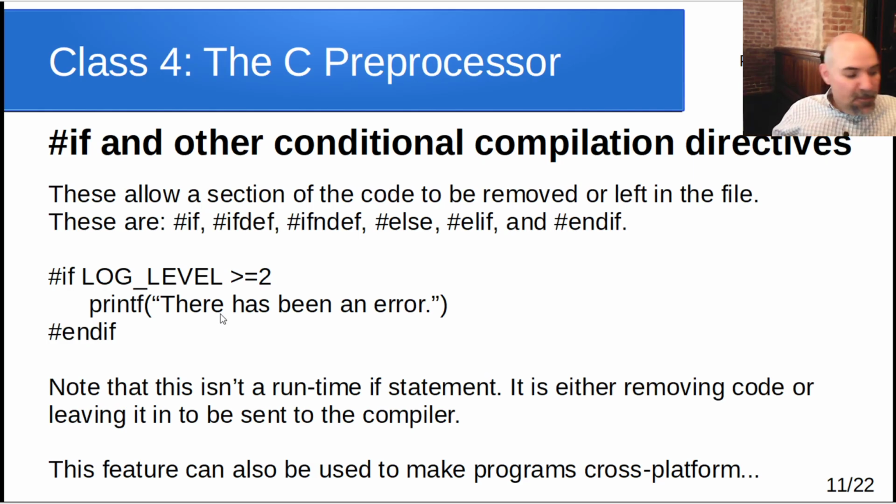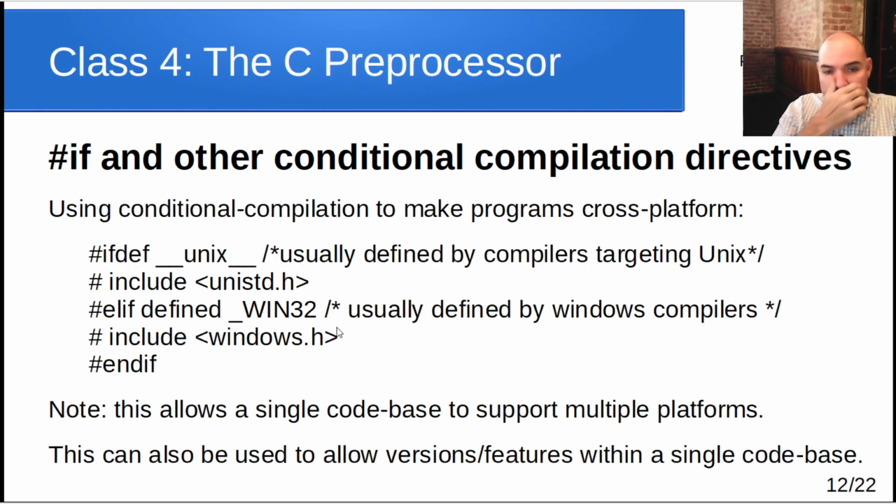And you'll notice that this is not something that happens at runtime. It's not a runtime if statement like you're used to in programming. This is actually deciding to remove that code from the source code or leave it in the source code. And that feature can also be used to make programs cross-platform. An example of that is what we have here. In this case, we say ifdef __unix__, which is most Unix systems, the compiler has that defined.